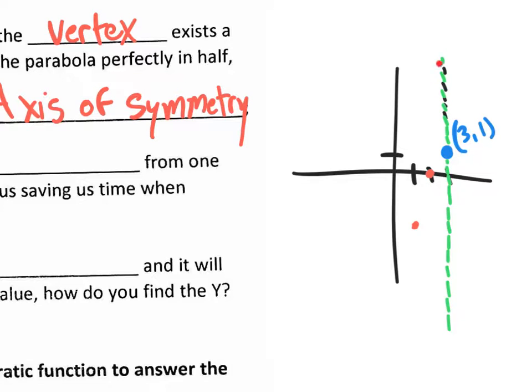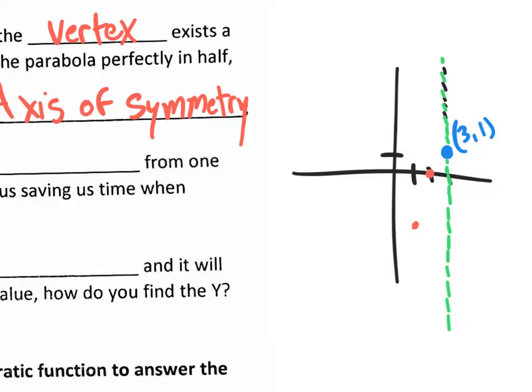Now, what could I use this axis of symmetry for, knowing that I have these two other points? What could I do with these two other points? I could reflect them to the other side. Does that make sense? So I could take this point, which is 2 units away, I could reflect it 2 units away, and I'll get a point out here.